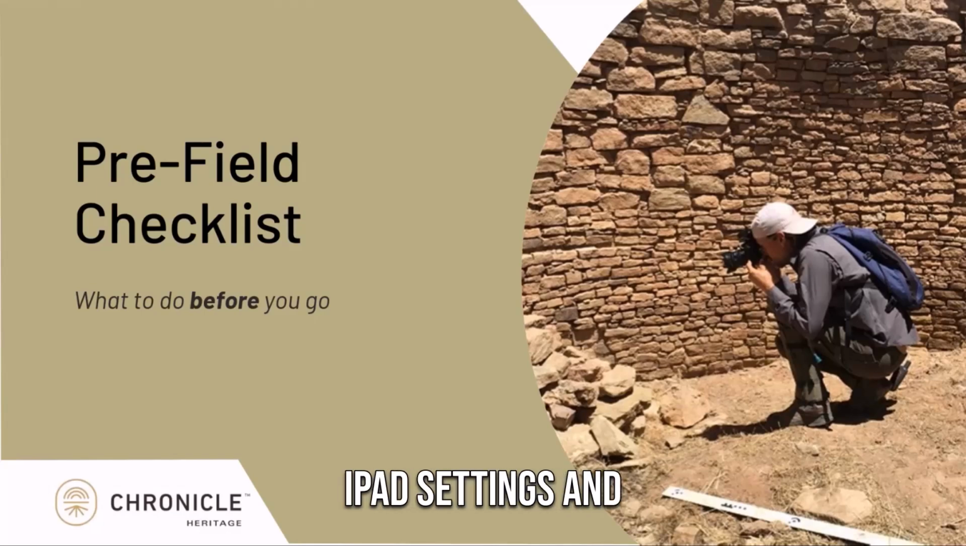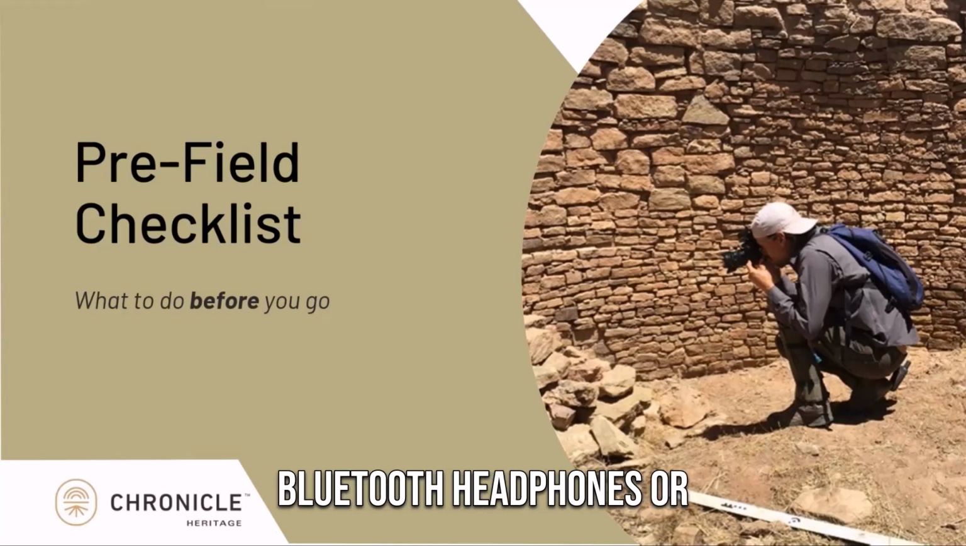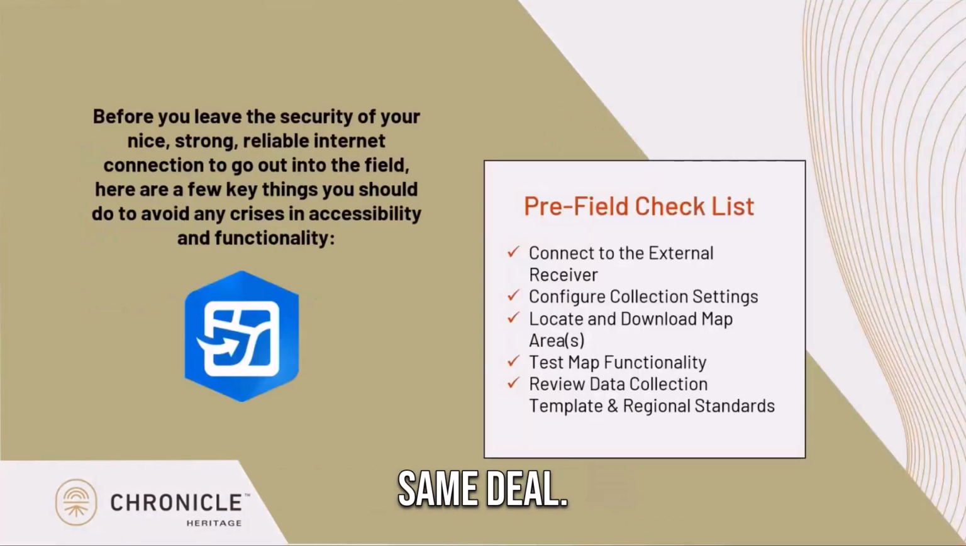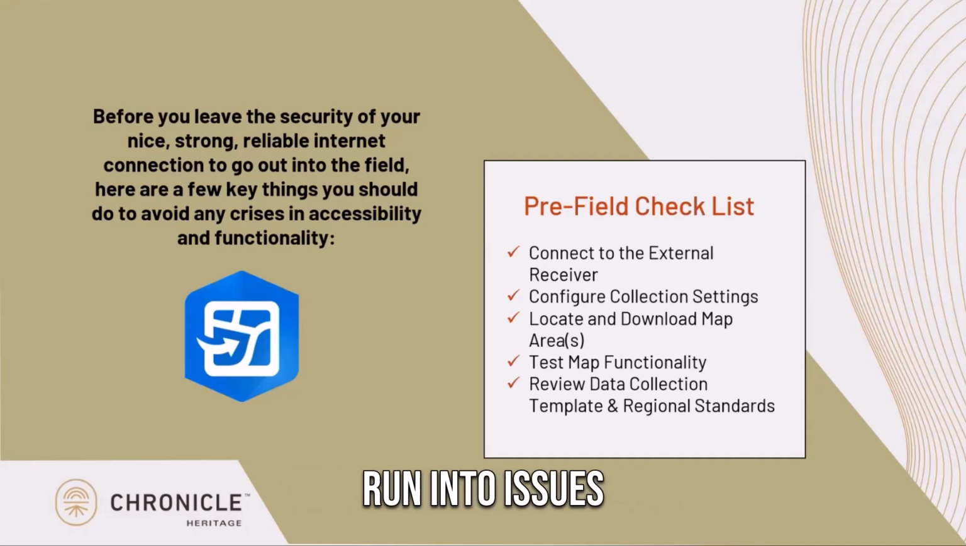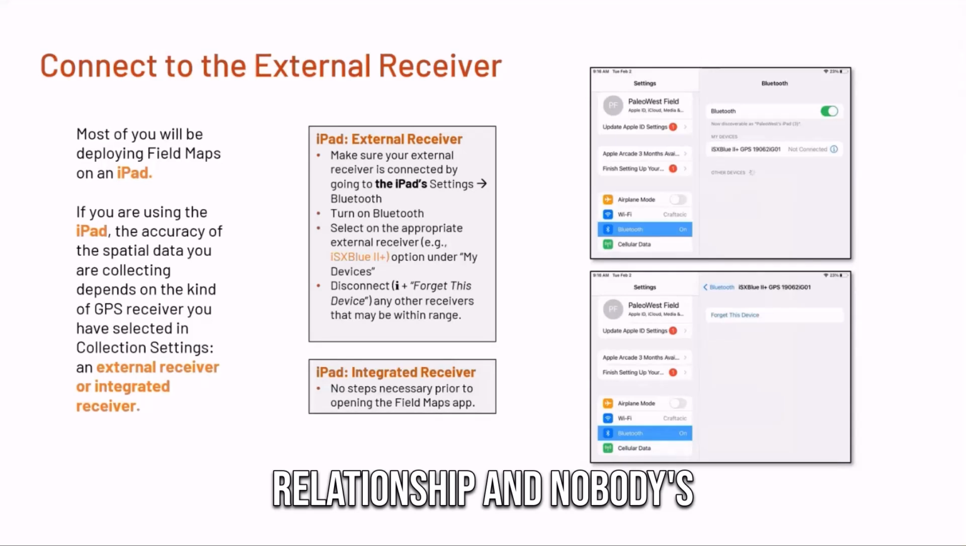So you can go into your iPad settings and just like you're connecting to some Bluetooth headphones or Bluetooth speaker, same deal. Field Maps is kind of a possessive buddy. It likes a one-to-one relationship, doesn't want anybody crowding it. So we have had users run into issues when their iPad is paired to multiple devices. The GNSS receiver may get huffy about this and decide to disconnect without warning. This varies from device to device, but we just recommend when you're working in the field and you're using Field Maps, make sure your iPad is paired to just its one buddy.